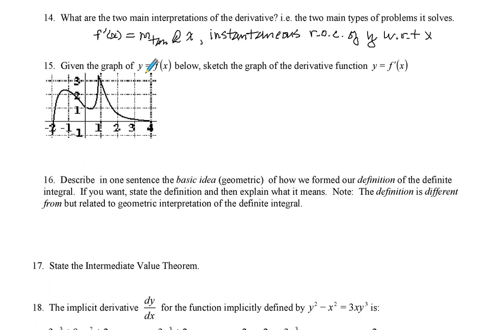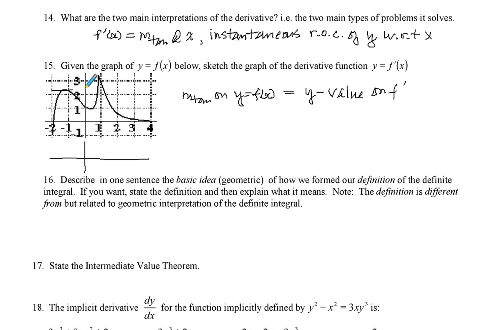Now here's the graph of f. We want to sketch the graph of the derivative f prime. Okay, so let's line up our y-axis here. Just do a rough sketch. So remember here that the slope of the tangent on y equals f of x is equal to the y value on f prime. That's how we did these. So we sketch our little tangent segments.